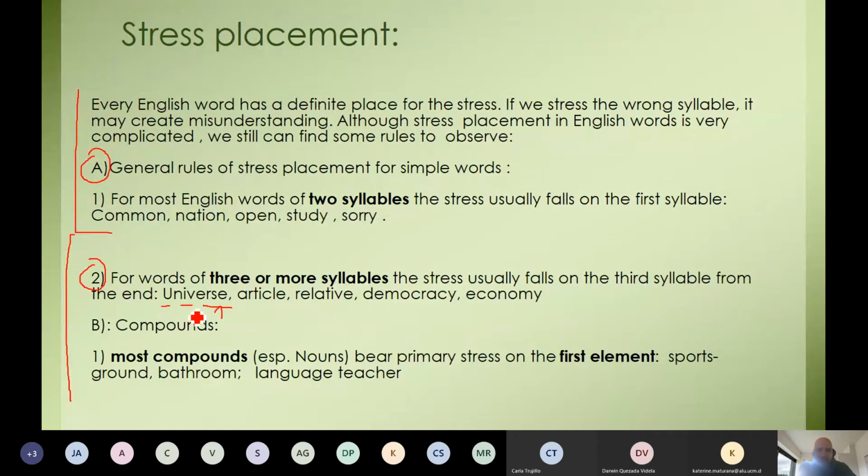Universe. 1, 2, 3. So the stress falls on the third syllable from the end, from right to left. Democracy. 1, 2, democracy. So the stress goes on the third syllable from right to left. Or a compound noun in which the first element is stressed, such as sports ground, bathroom, language teacher.